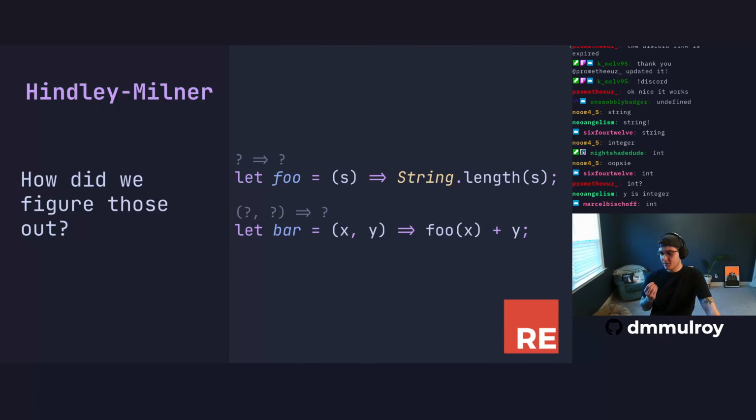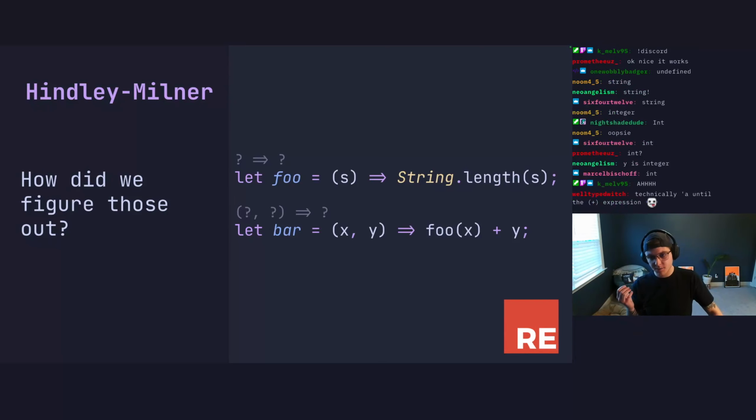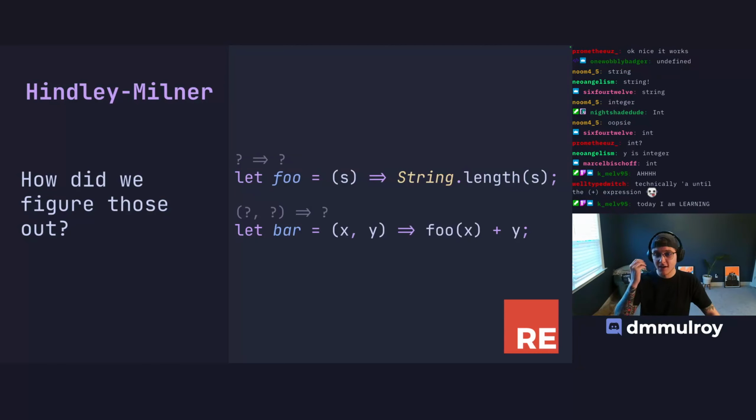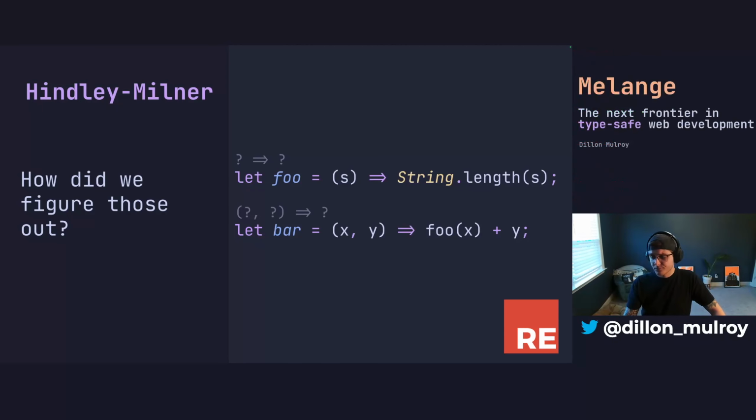So how did we figure those out, right? So let's annotate our types with just question marks, right? So we're going to say the type of our foo function is a question mark that returns a question mark, and our bar is going to be a function that takes an unknown and returns an unknown. So let's start with, I'm actually going to turn chat off again real quick. Let's start with s, right?